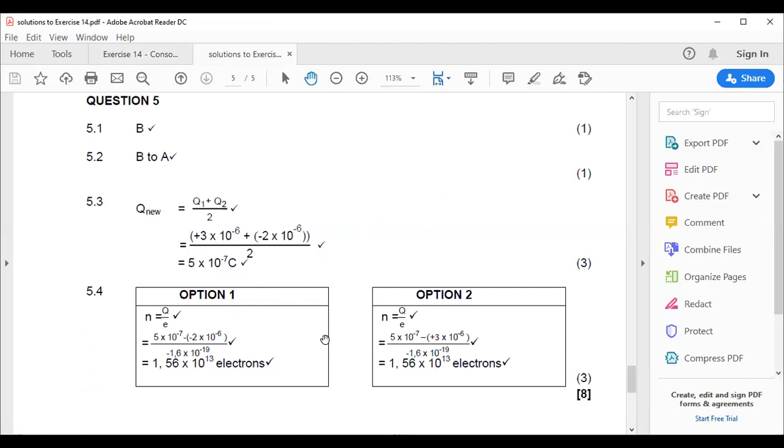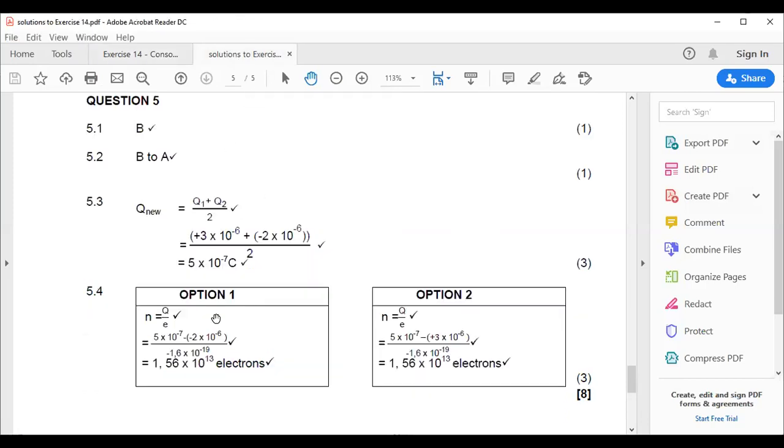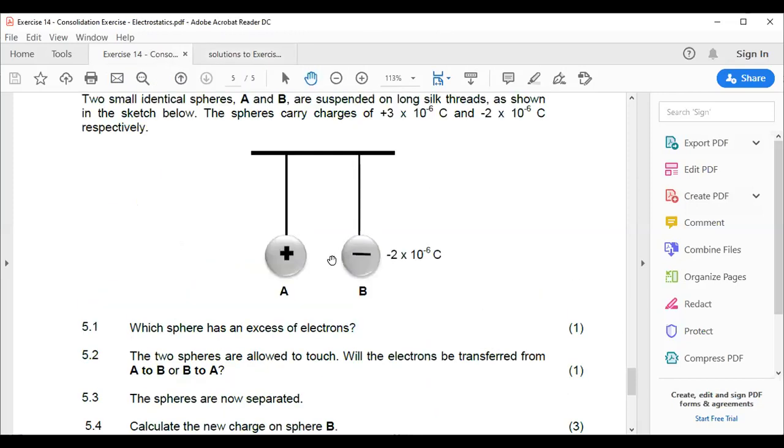Here you can use either sphere. You can use the charges for A. The final charge for both spheres is the same, which is 5 × 10⁻⁷. So you can say the final charge minus the initial charge. You don't have restrictions. You can use A or you can use B. The answer is still going to be the same. So you subtract 5 × 10⁻⁷ minus this charge here, or you can say 5 × 10⁻⁷ minus the charge on A, which is 3 × 10⁻⁶.